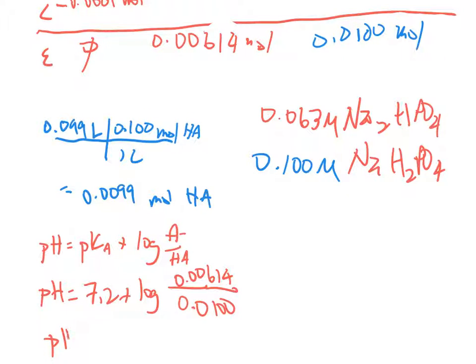Then we do our good friend plug and chug. 7.2 plus the log base 10. Once again, 0.00614. Divide that by 0.01 in parentheses. And if I go to just 3 significant figures here, it's going to be 6.99.